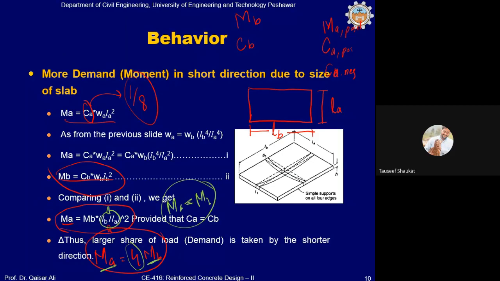Okay sir. It will be safe, it will be conservative. If you design for MA and provide that spacing in both directions, that will be conservative, but to economize the project you can also provide different spacing along both directions. Okay, okay sir.